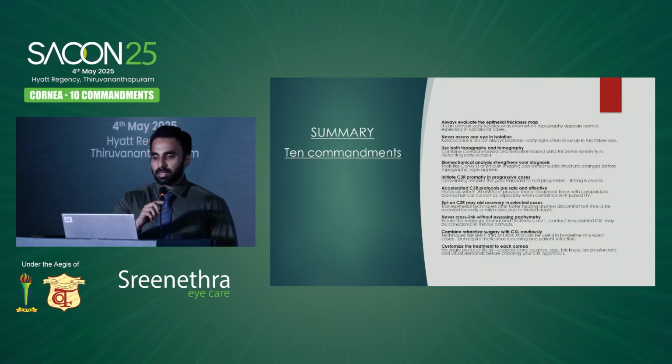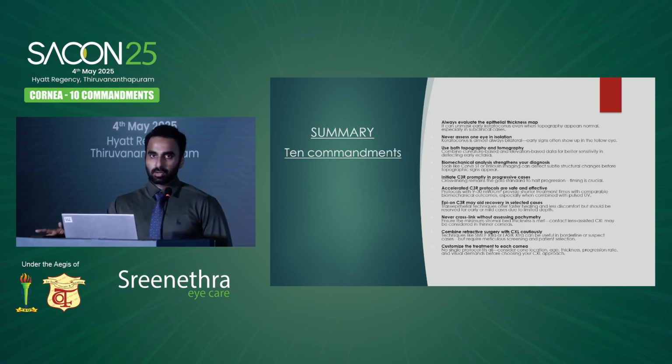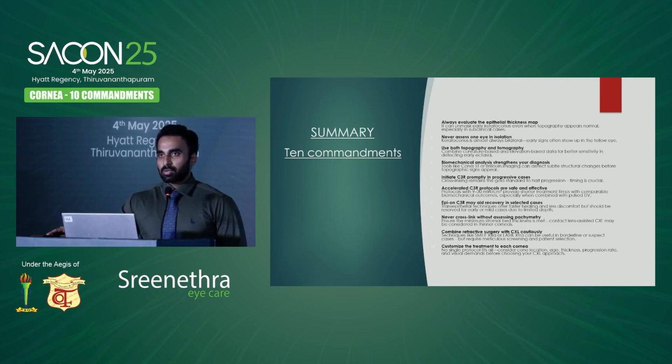So my 10 commandments are: in addition to your corneal topography, if you have access to epithelial thickness maps, please do look at them. Never assess one eye in isolation. Do look at the fellow eye also. If the fellow eye has any indications of keratoconus, please relook again. Use both topography and tomography, because topography alone only looks at the anterior curvature. You must look at posterior curvature also when you're looking at your corneas, so it is better to use tomography here. Biomechanics could be an advantage. If you have access to the Corvis or any other biomechanical devices, it can strengthen your diagnosis.